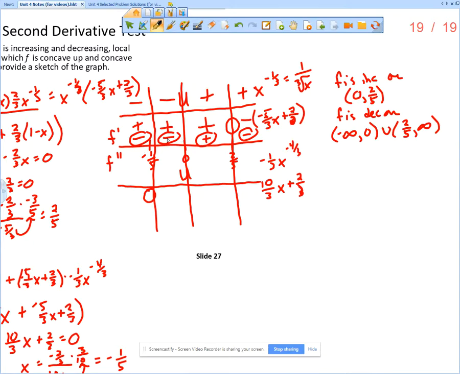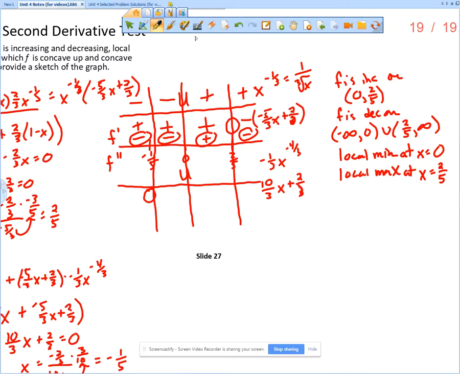What about locals? Well, negative to negative does not indicate a local max or min. Negative to positive, remember, indicates a local minimum. So you can write yourself a note: local minimum at x equals 0. And then at 2/5, positive derivative to negative, so that would be a local max at x equals 2/5. So that's all the first derivative stuff.